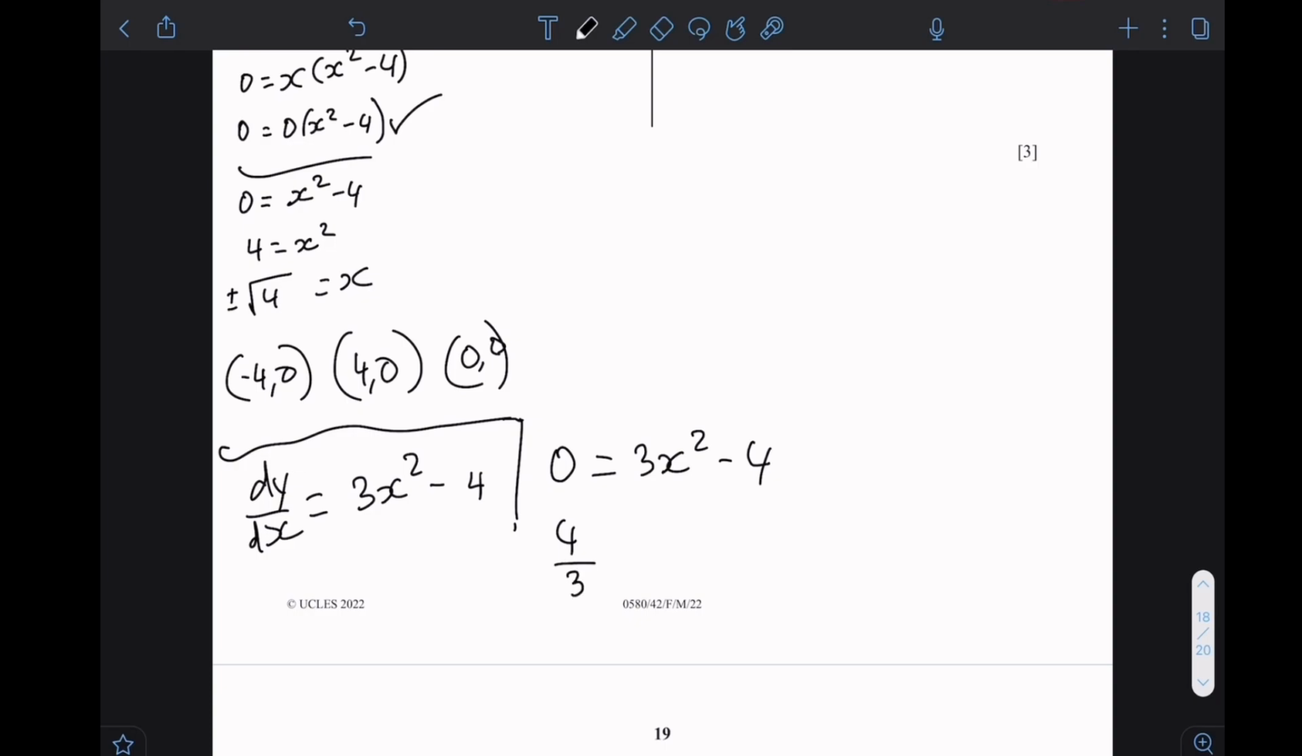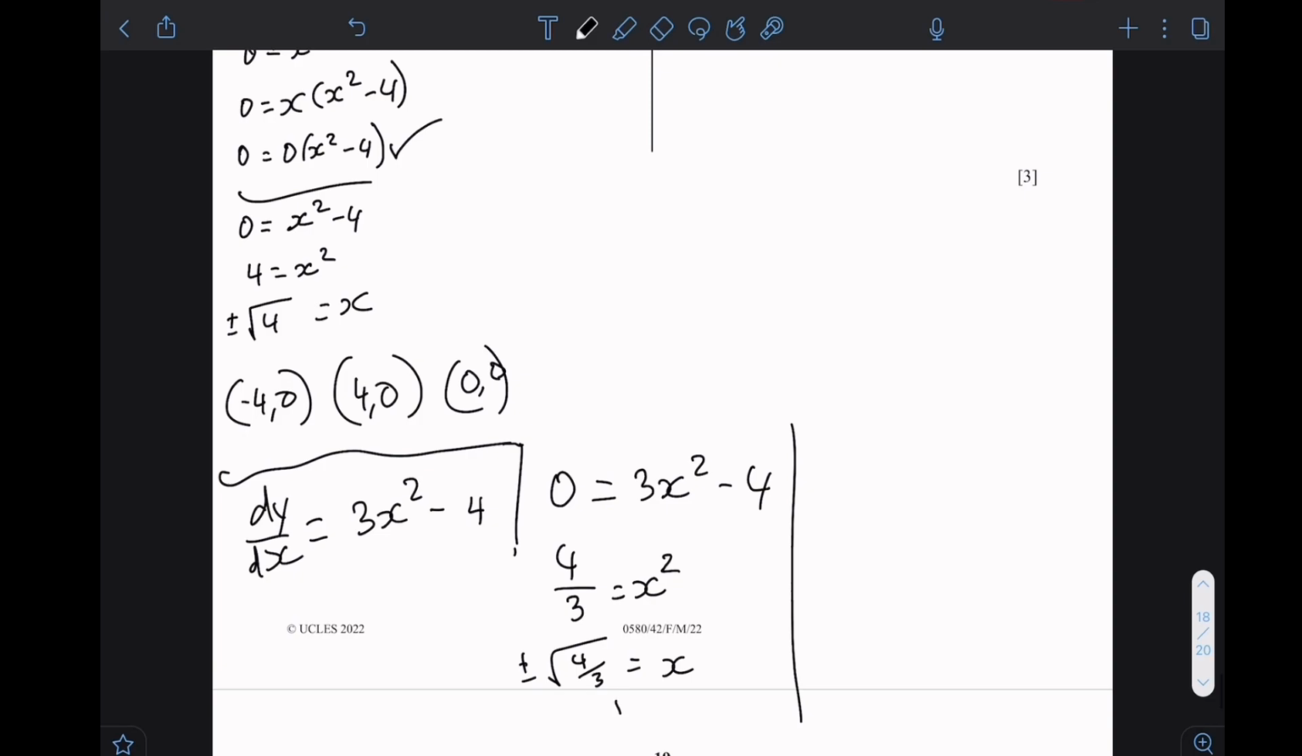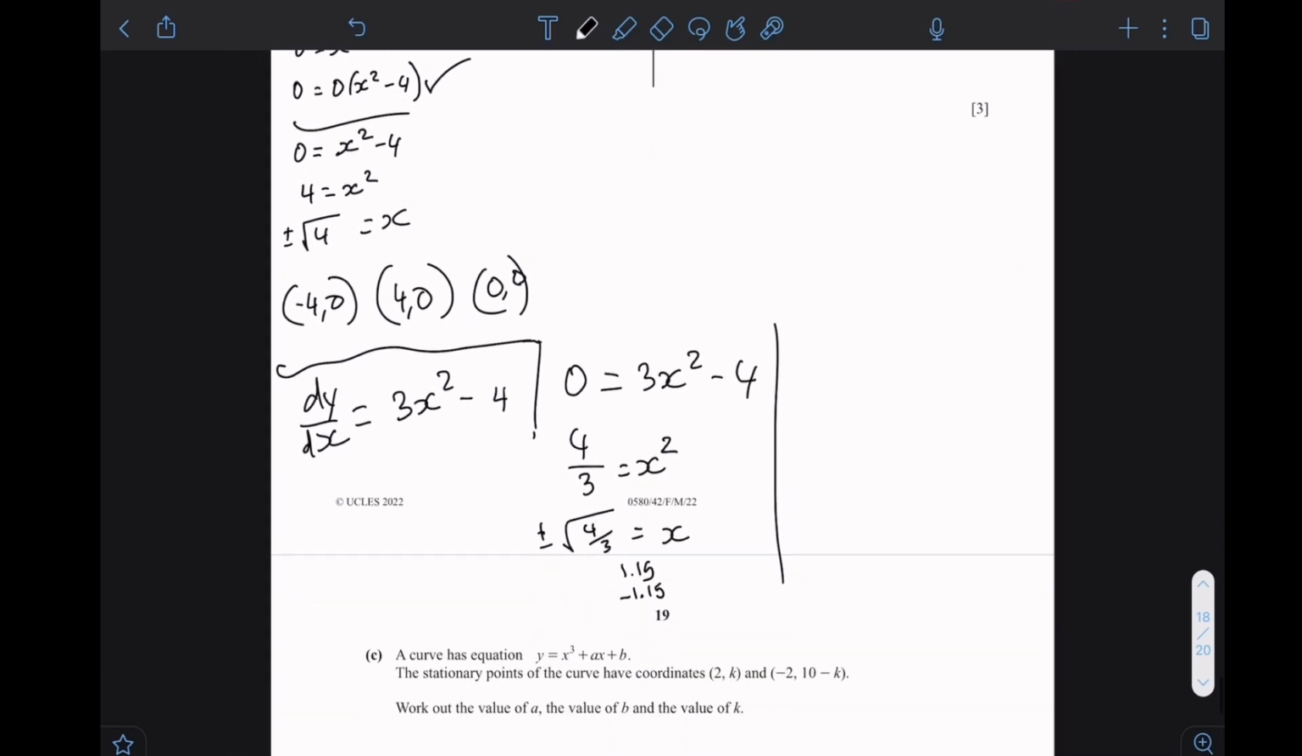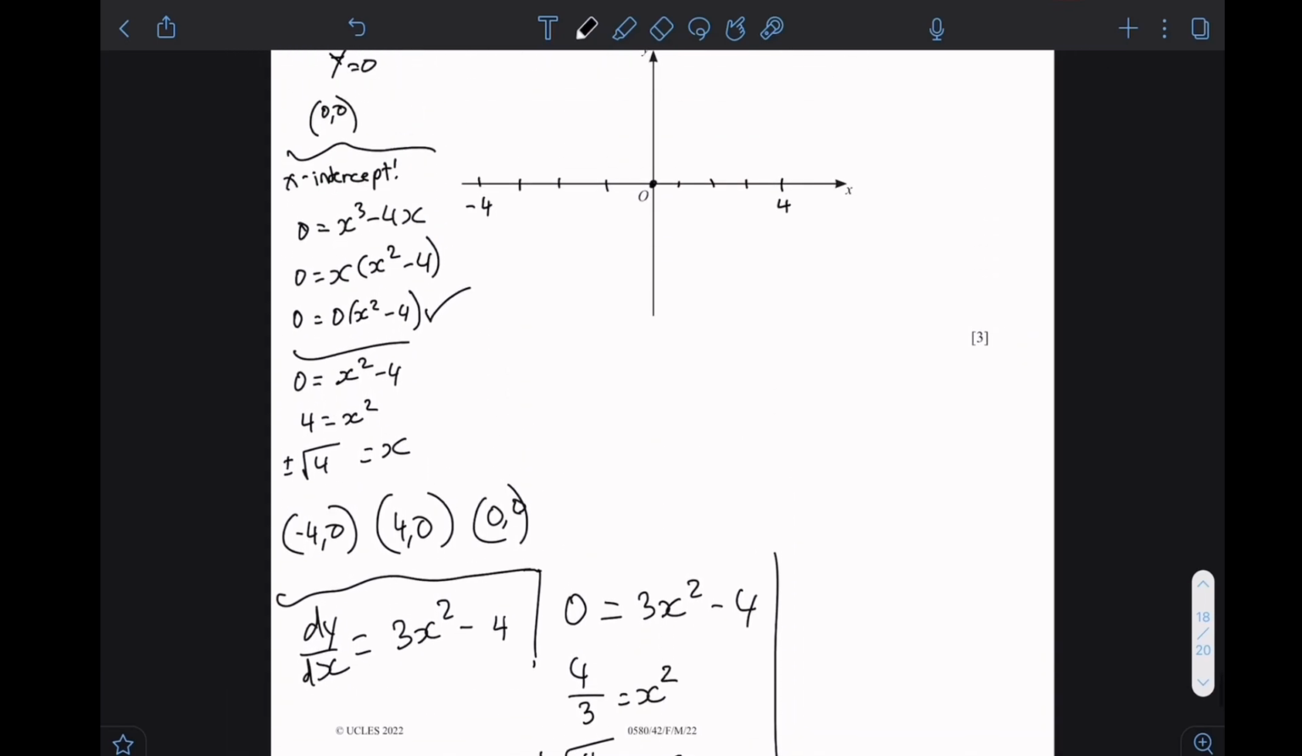4 divided by 3 is equal to x squared. I'm doing quick math here, okay? 4 divided by 3, which is equal to x plus minus. So this would be 2 divided by root of 3. Or you can do root of 4 divided by root of 3, and you'll get the same answer. So it's 1.15 and minus 1.15. And to figure out the value of y, you have to substitute that in the equation.